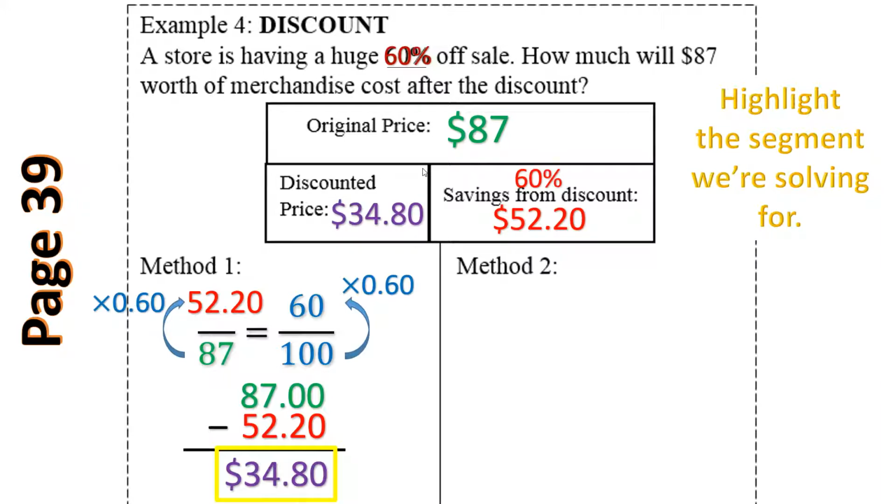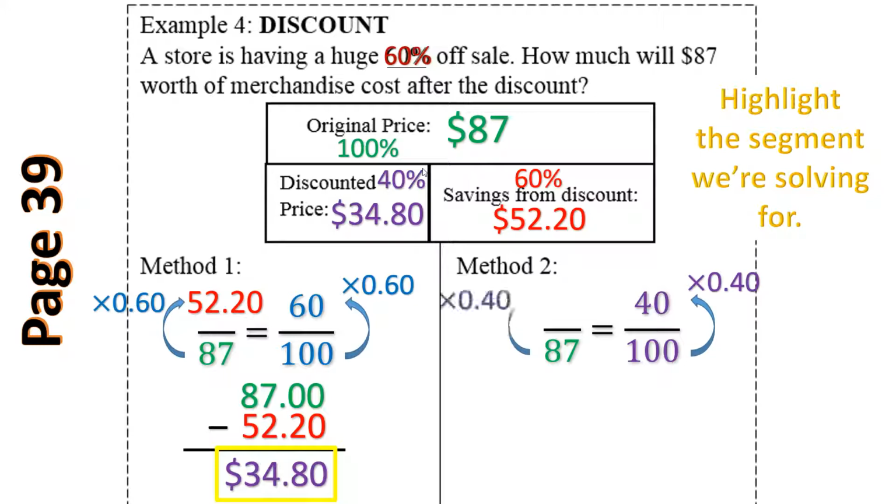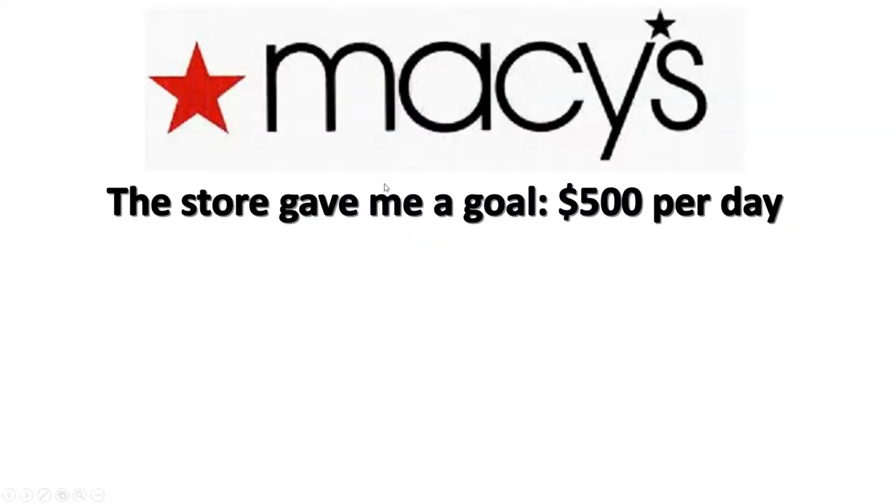So for example, we have the original price is 100%. The discount is 60%. So 100% minus 60% is 40% left. So 40% of 87 is going to be our final answer of $34.80. So we found this amount by using 40% because 100 minus 60 means the discounted price is what's left over.